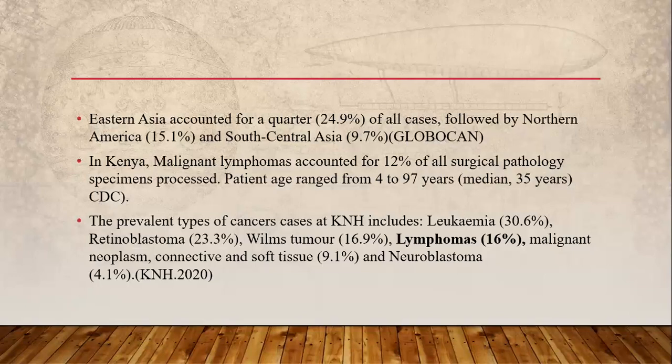The prevalent types of cancers, especially where I work, KNH: leukemia accounts for around 30%, retinoblastoma 23.3%, Wilms tumor 16.9%, and then you can see the lymphomas around 16%. Then malignant neoplasms of connective tissues and others around 9.1%, and neuroblastoma 4.1%. This is as per the statistics of the KNH in the year 2020.